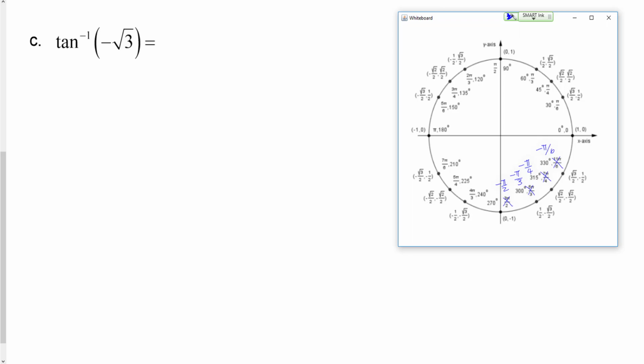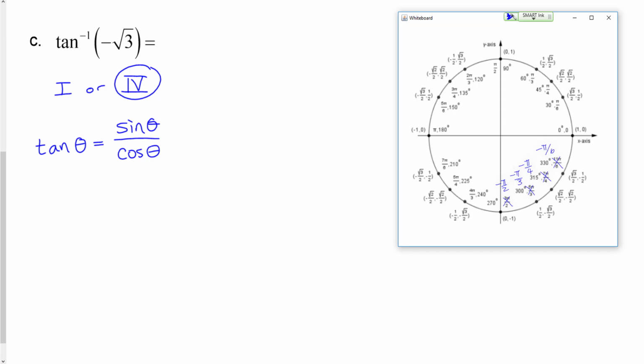So first things first, we need to know that tangent's either going to answer in terms of quadrant 1 or quadrant 4. Since this is negative, we're going to be in quadrant 4. Now, the tangent of an angle measure is, of course, the sine of that angle measure divided by the cosine. So keep that in mind.